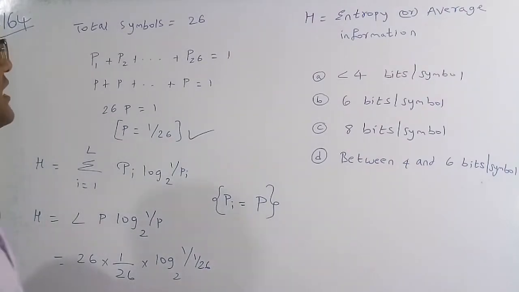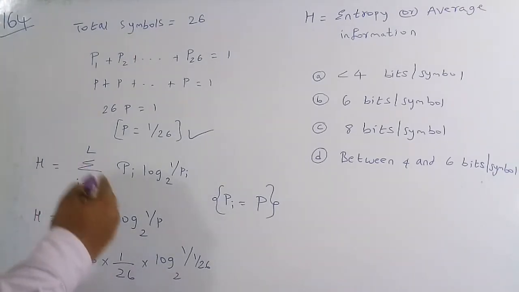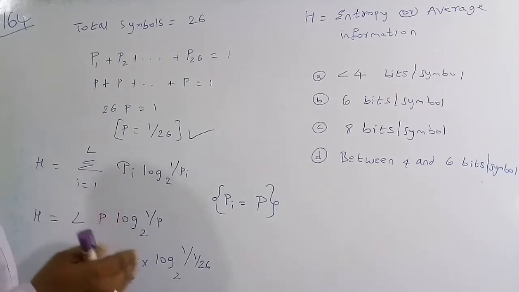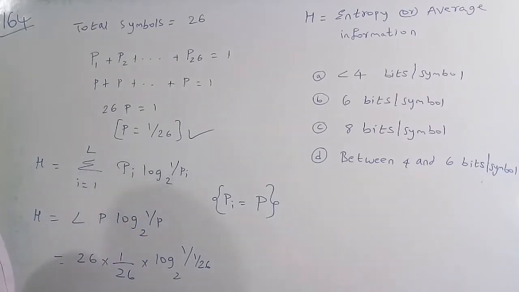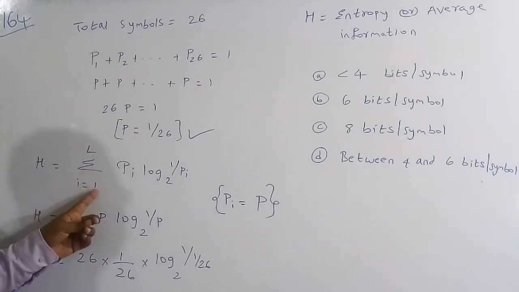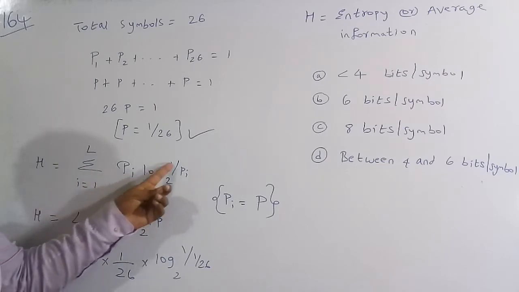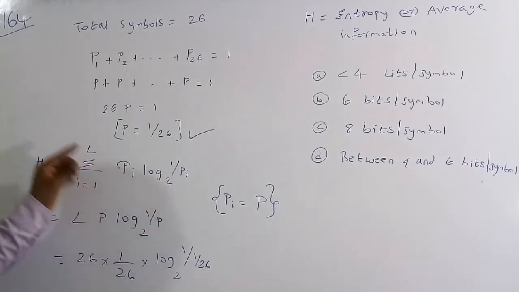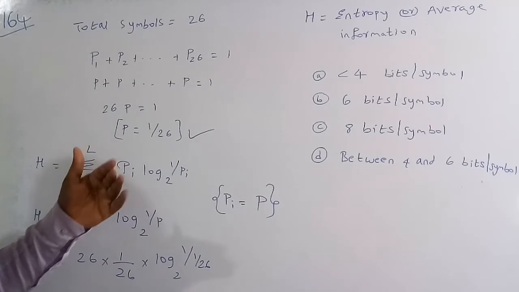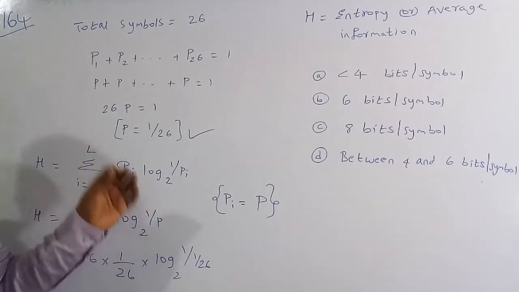Based on this data, I have already told you the entropy formula, which is called the total entropy. Average information means the number of bits per symbol, how many bits per symbol are being utilized. It is called the entropy, or we also call it the average information. So the relation between the average information and the probability of each symbol is H equal to sigma i equal to 1 to L of Pi log 1 by Pi with respect to base 2. Here L represents the number of symbols, so we have to do the summation up to the number of symbols.